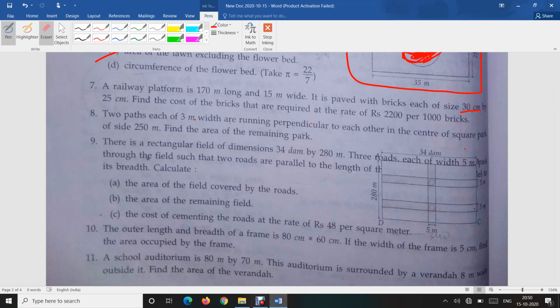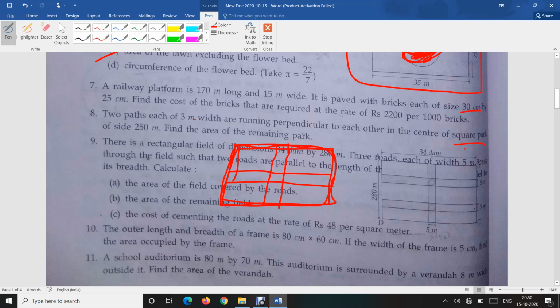See, two paths each of 3 meter width are running perpendicular to each other in the center of the square park. There is a square park which is given to you, and two paths are here which are perpendicular to each other. One path is this and the second path is this. This is the square, so you can find out the area of the square, and after that you have to find out the area of the path.